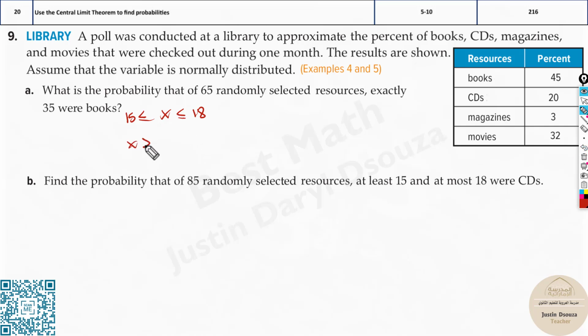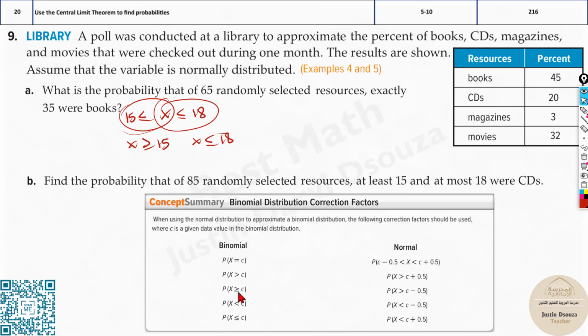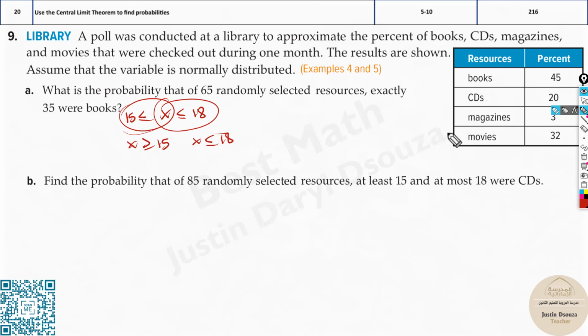Now, what does x mean? x is greater than or equal to 15 and x is less than or equal to 18. These are the two conditions, right? For such cases, you have to subtract and add. For greater than or equal to 15, you subtract 0.5, so it'll be 14.5, and for less than or equal to 18, you add 0.5. So the x values are basically 14.5 and 18.5. These are the two conditions.